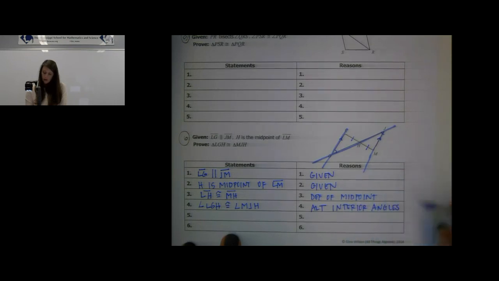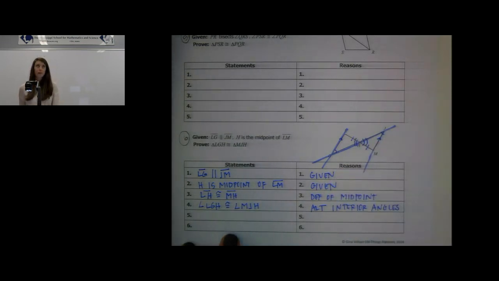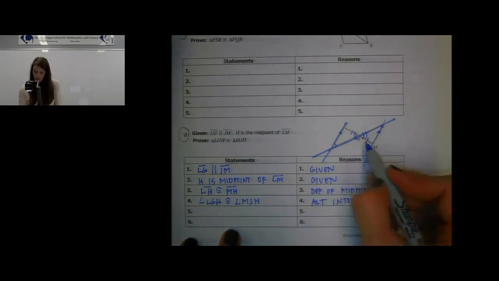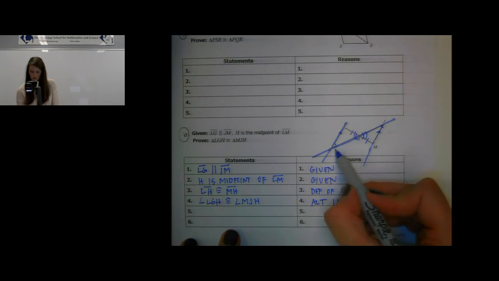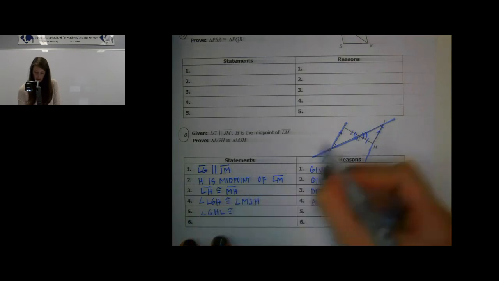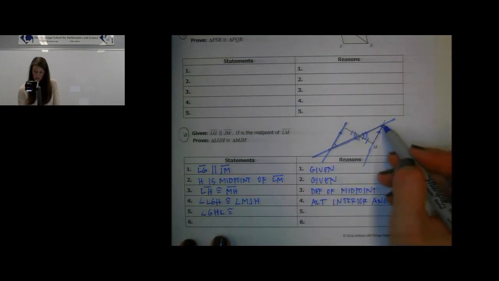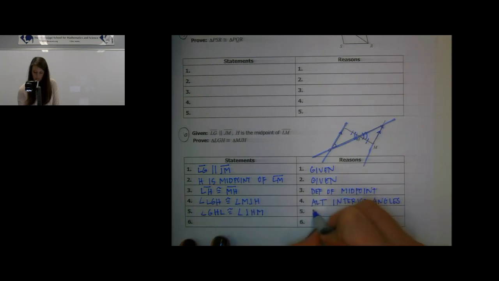Okay, and then what is H right here? Those are vertical angles, so those are going to be congruent. So angle G, H, L is going to be congruent to angle J, H, L, because those are vertical.